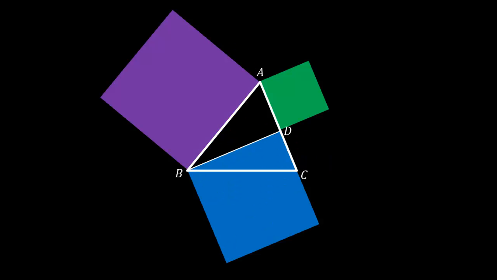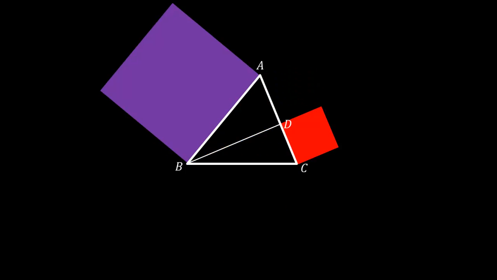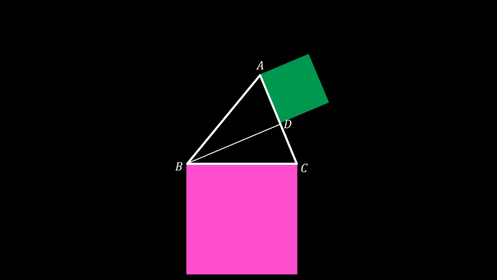We also have another right-angled triangle in this figure, triangle ABD, so the square of BD in blue plus the square of AD in green adds to the square of AB in purple. So now we can see that the area of the purple square plus the red square equals the area of the green square plus the pink square.